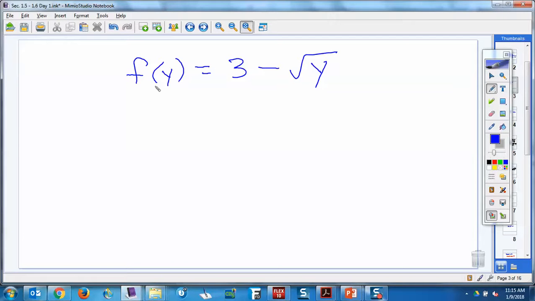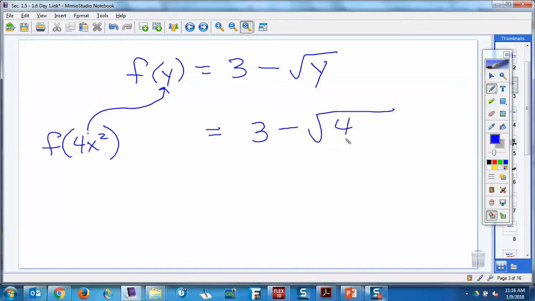Okay, back to this. So we have this, and you're supposed to find f of 4x squared, right? Is that the one, Jack? Yeah. So that means take this and put it in for the y. So that means right there. So we're going to get 3 minus the square root of 4x squared. Now the direction said to simplify. So we talked about this the other day.